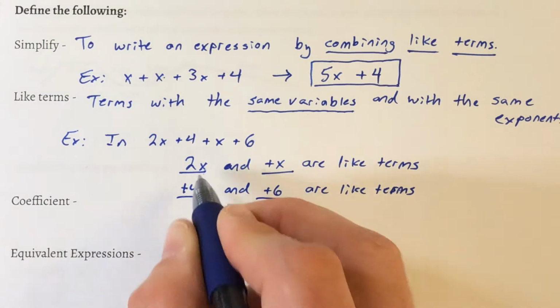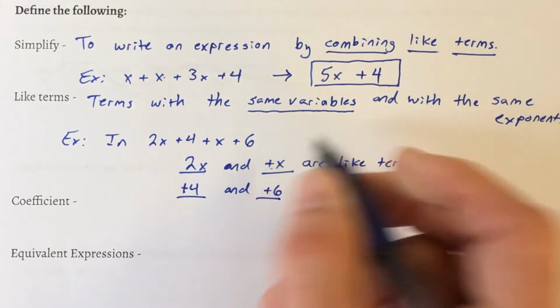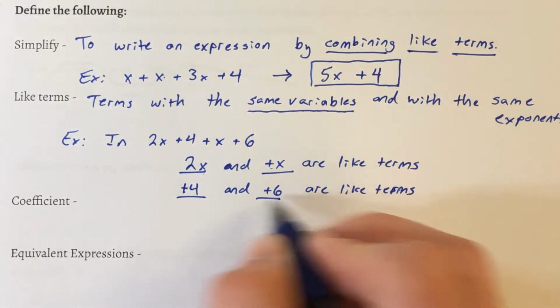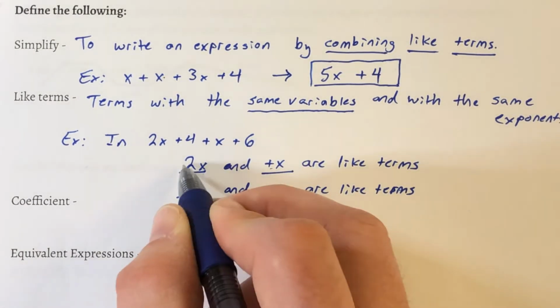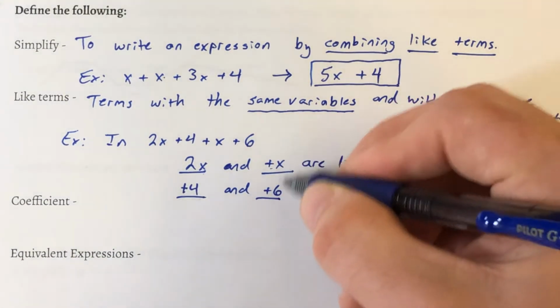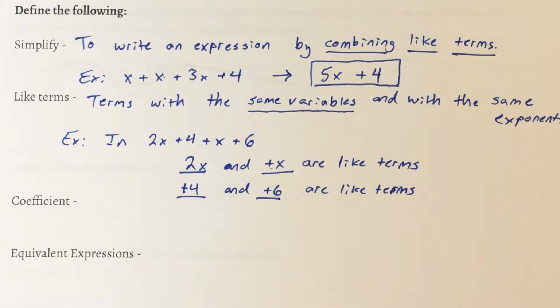So 2x and positive x are like each other. That means you can do stuff with them. 4 and 6 are like each other. That means you can do stuff with them. But 4 and 6 are not like 2x and x. Why? They don't have the same variables. Next one, coefficient.